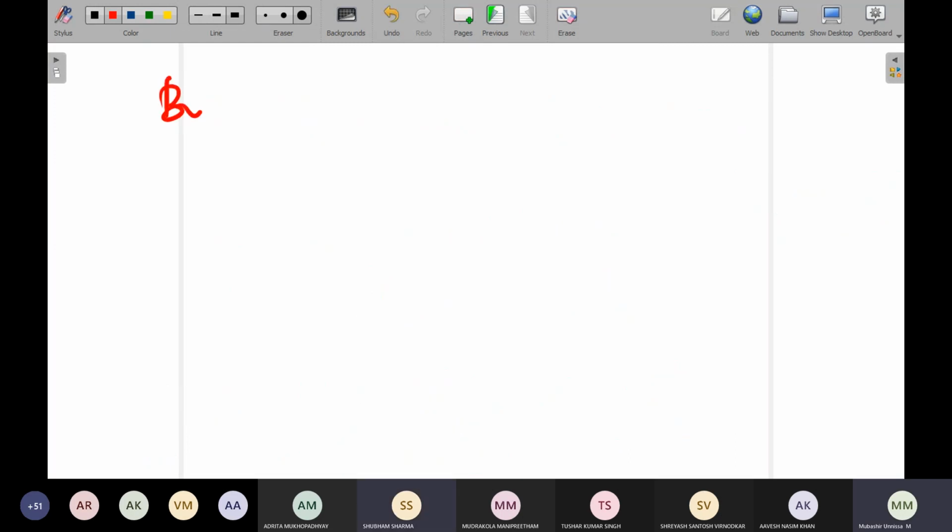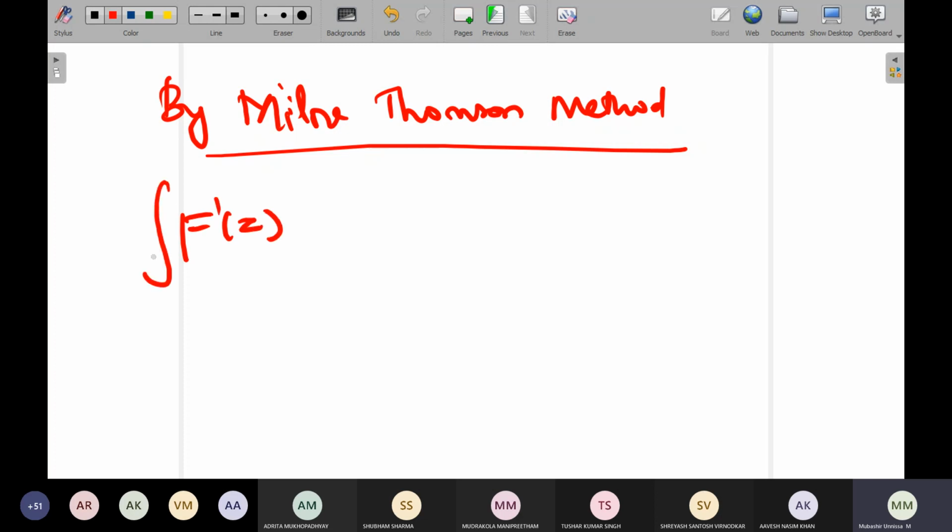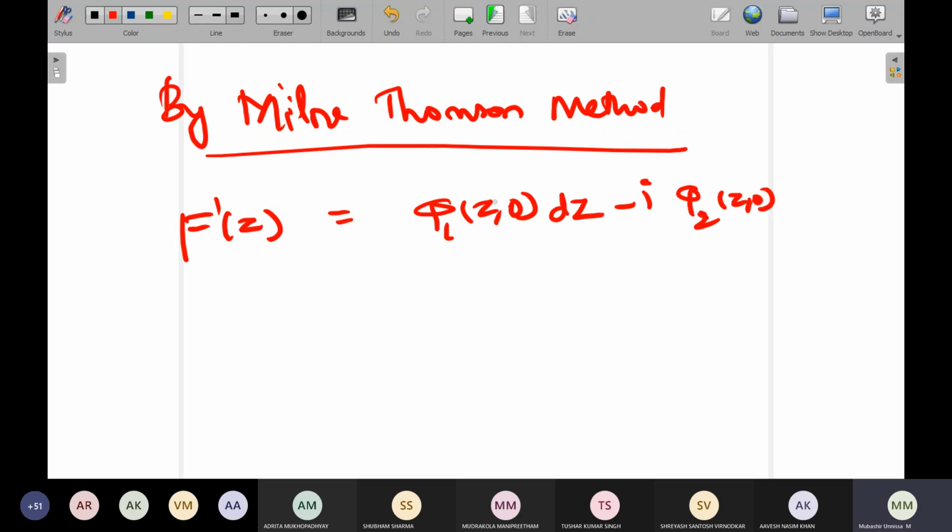Now, by the Milne-Thomson method. Okay. Now you have taken capital F of z as your function. So capital F dash of z will be equal to pi 1 of z comma 0 into dz minus i into pi 2 of z comma 0. So you can just write it along with the integral.